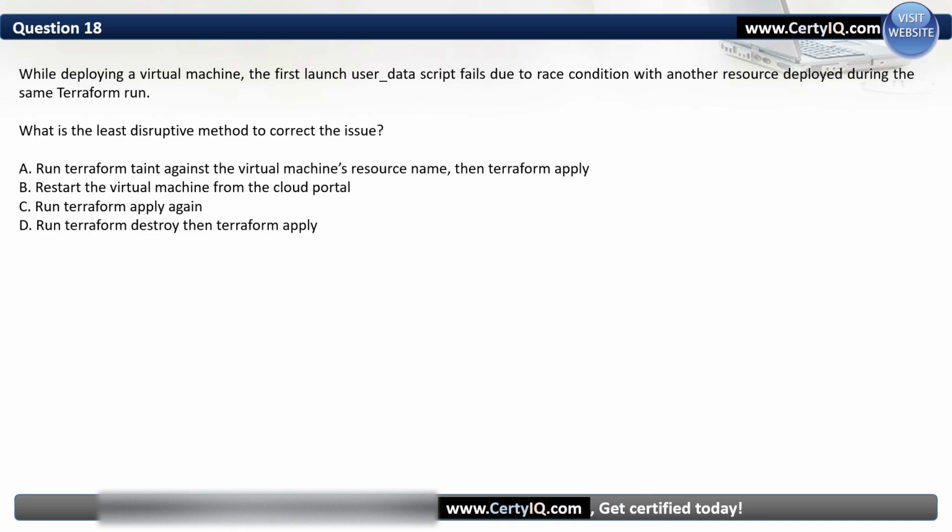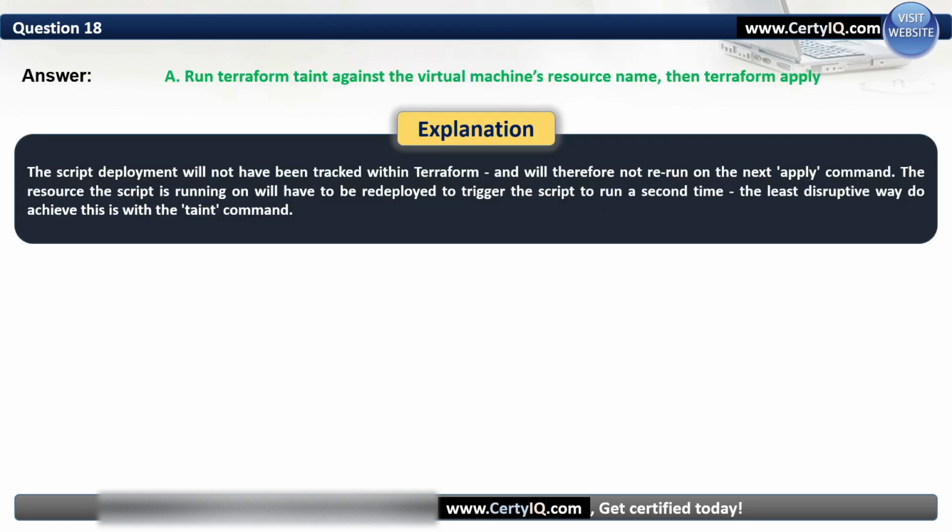The correct option is A. Run Terraform taint against the virtual machine's resource name, then Terraform apply. The script deployment will not have been tracked within Terraform and will therefore not rerun on the next apply command. The resource the script is running on will have to be redeployed to trigger the script to run a second time. The least disruptive way to achieve this is with the taint command.